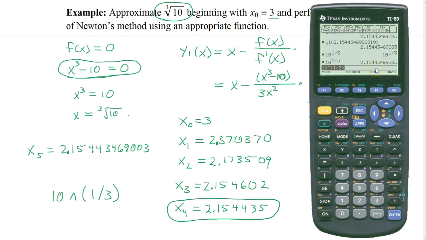2.1544, and we see that the value the calculator gave us back for the cube root of 10 is exactly the same as the value that we got after performing Newton's method until our decimals stop changing. So that verifies that we really did find the cube root of 10. And so that concludes our discussion of Newton's method.